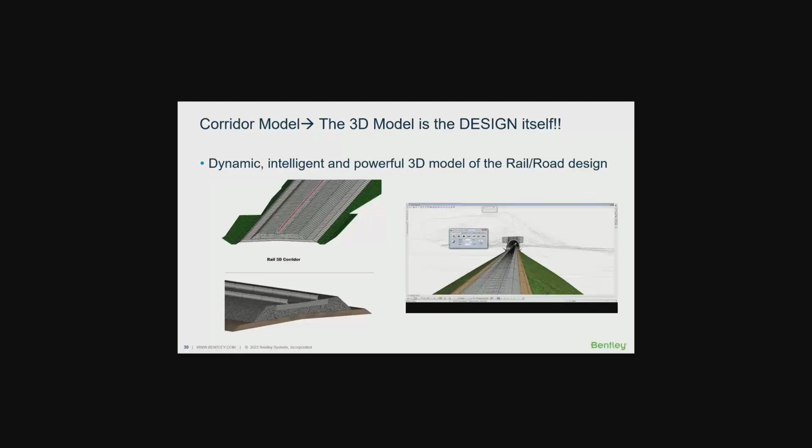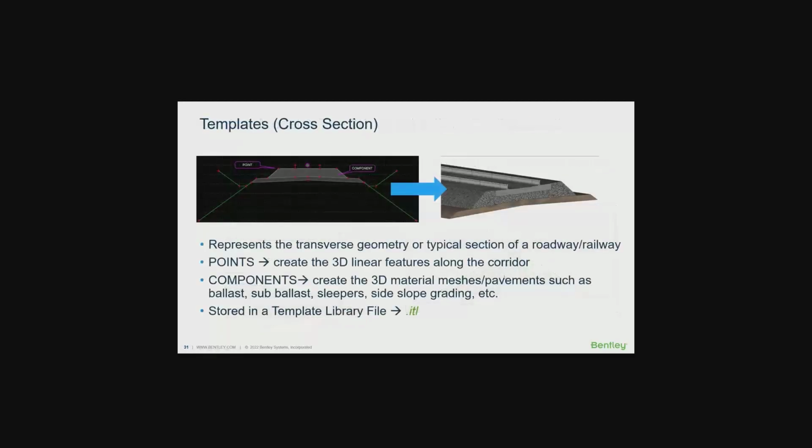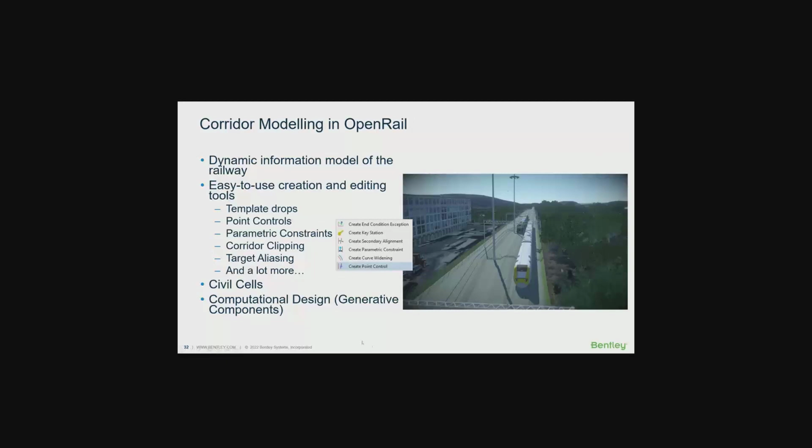Even though you're creating a three-dimensional model, because sometimes in some other application, or even if you're exposed in just CAD, every time you can do 2D, you can also do 3D. But then it's not intelligent. It's not dynamic. But in OpenRail Designer, the 3D model itself is your design.